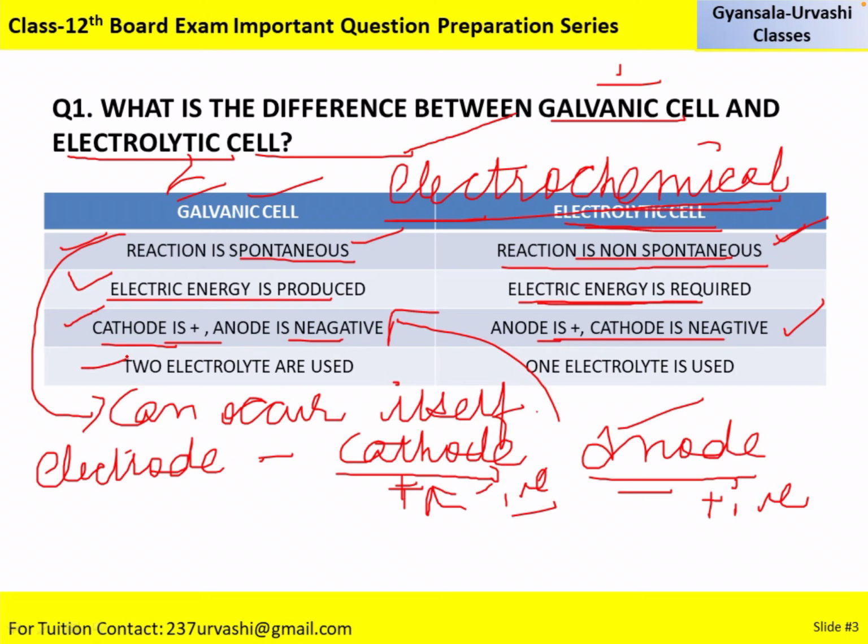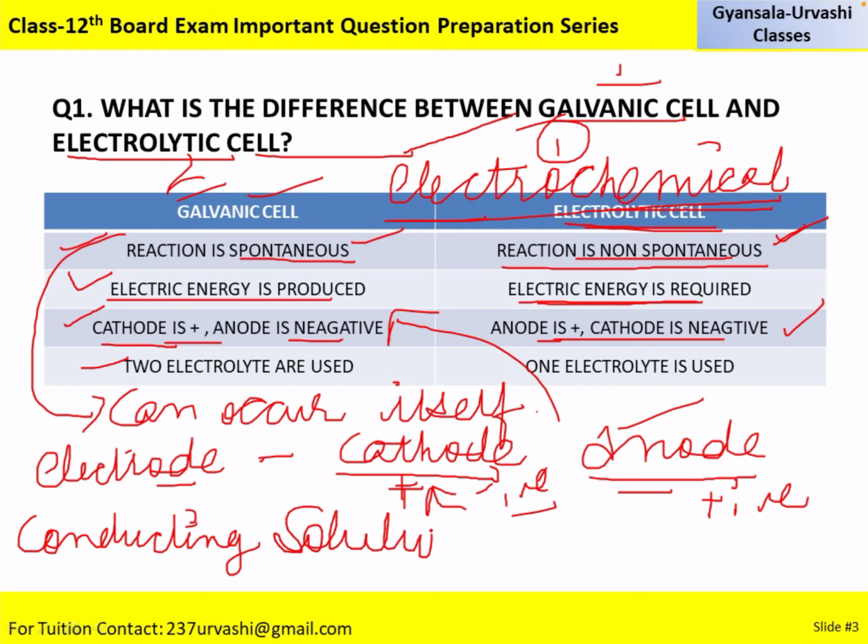Fourth point is two electrolytes are used and one electrolyte is used. So one feature of an electrochemical reaction is that it should have an electrode, and the second feature is it should have a conducting solution. Now what does a conducting solution mean? It means it will produce ions.